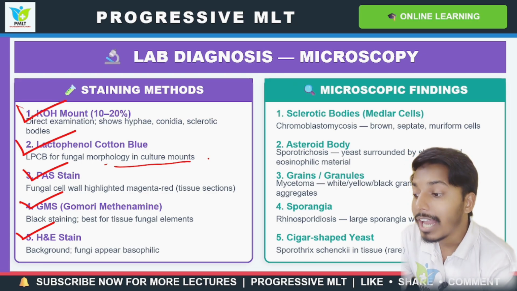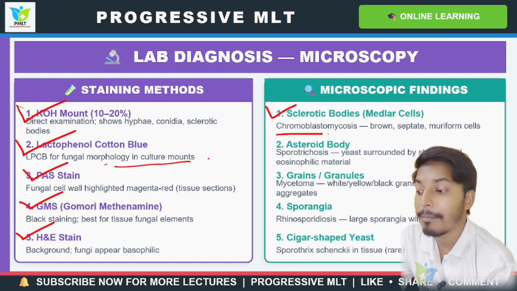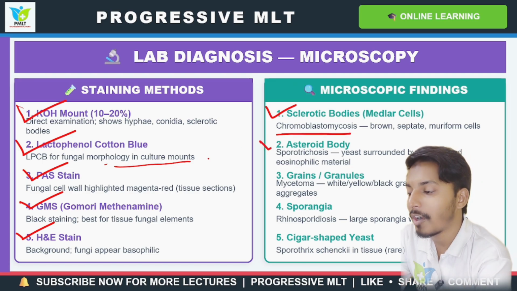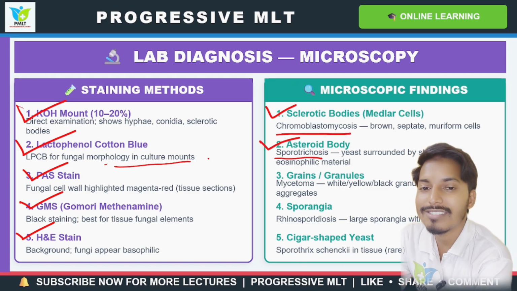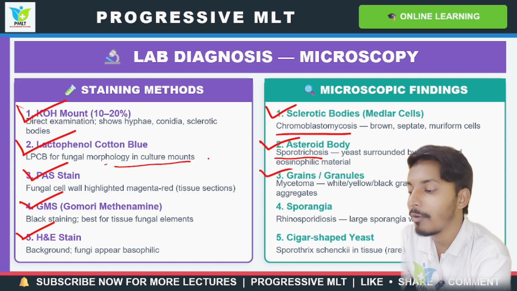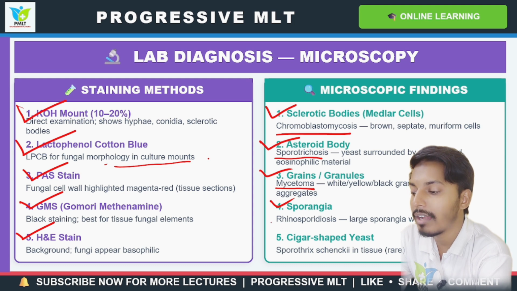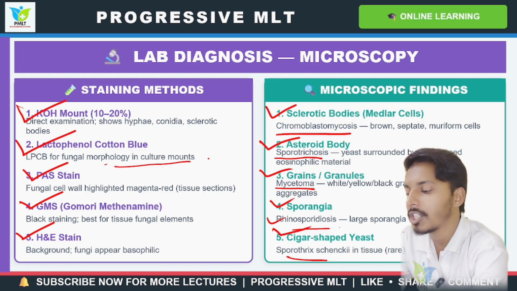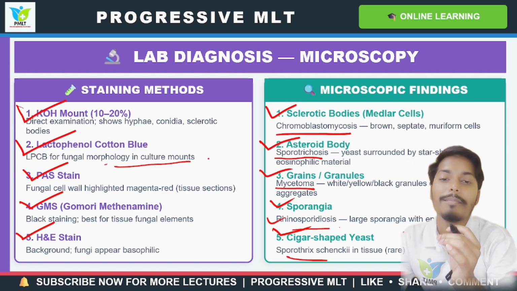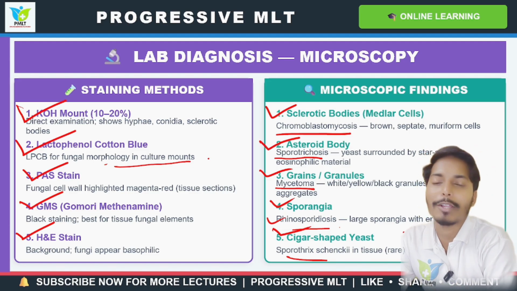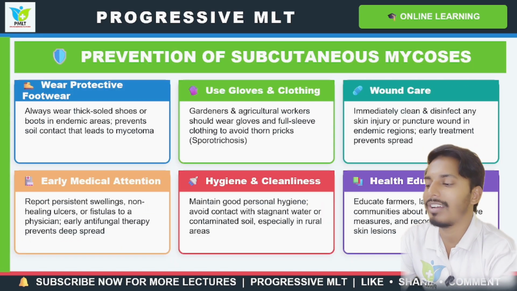Now we are understanding the microscopic findings. I have already told you these things. Squirrel body you will find in chromoblastomycosis. After that, asteroid body you will find in sporotrichosis. Grains you will find in mycetoma. After that, sporangia you will find in rhinosporidiosis. Cigar-like shape is very important, very important. You will find this question in various examinations. Sporothrix, please keep that in mind. Those are all the microscopic findings we have already discussed.